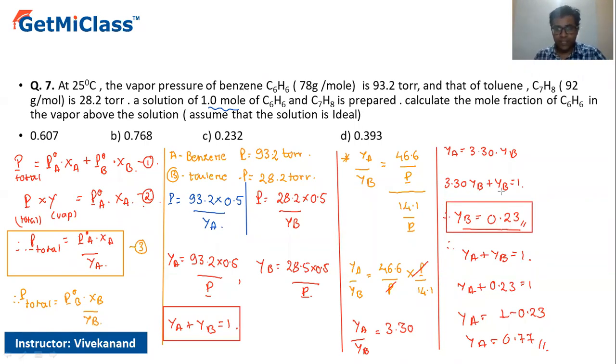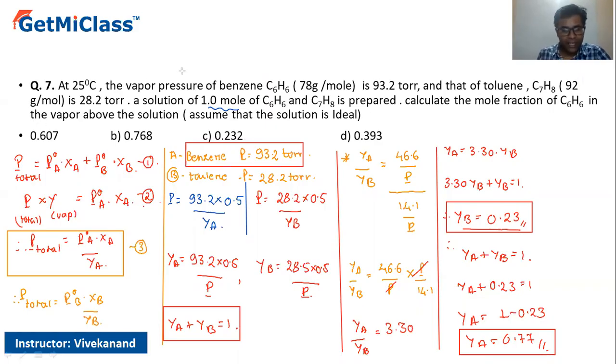So if we observe, they have asked only one thing, and that is the mole fraction of C6H6. C6H6 is benzene, which has 93 torr here, so that is going to be 0.77. The nearby value we have here is 0.768, which is nearly equal to 0.77. Therefore, the answer is option B. So that is the correct way.